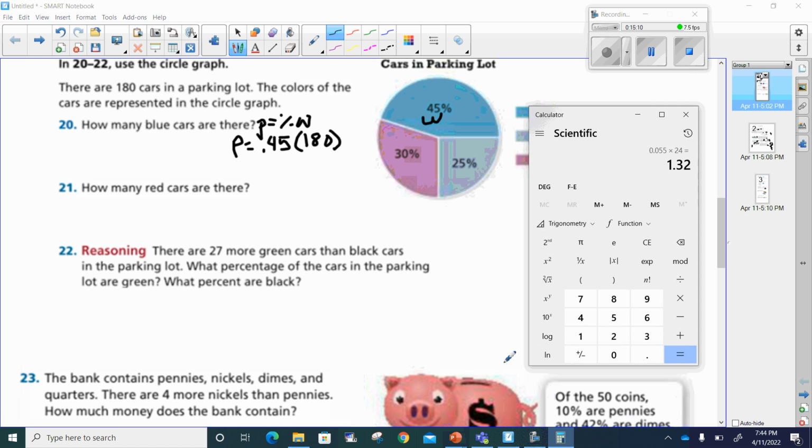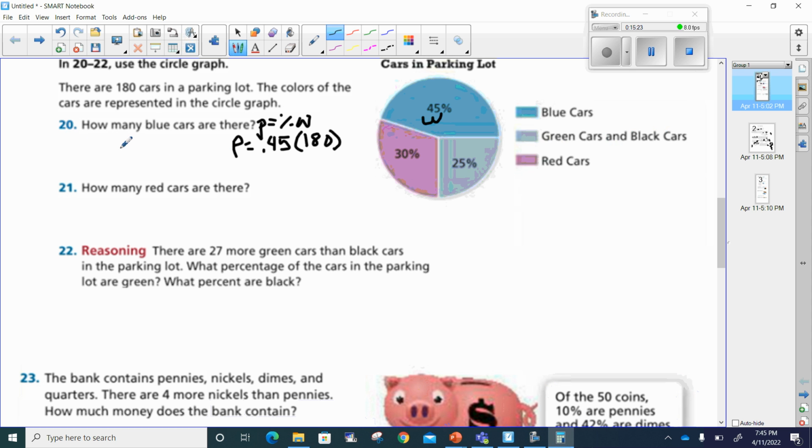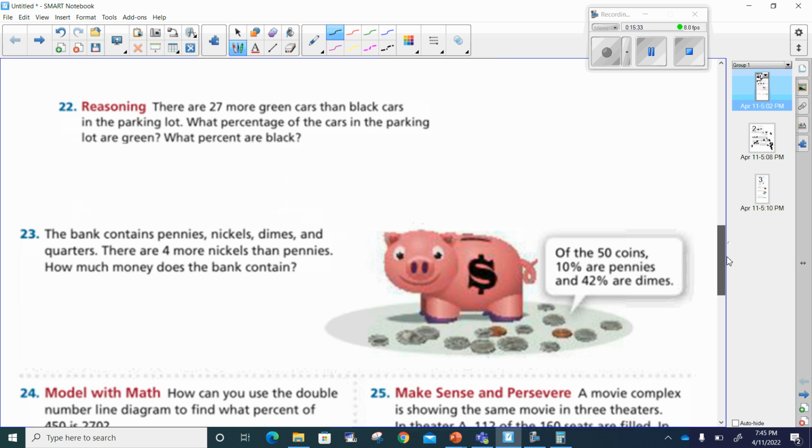So let's get our calculator out again. We got 180 times 0.45. That's going to equal 81. So how many blue cars are there? 81 cars out of the 180 make up 45% of them. All right, let's go to number 22 now.